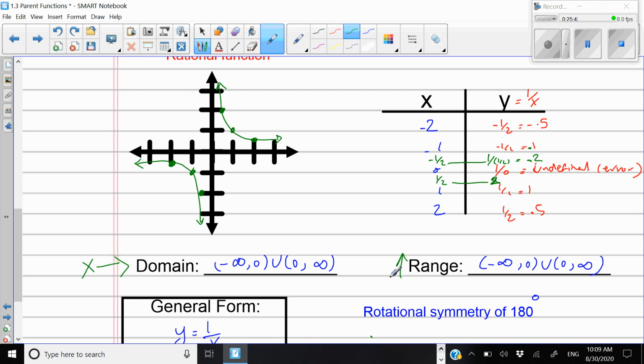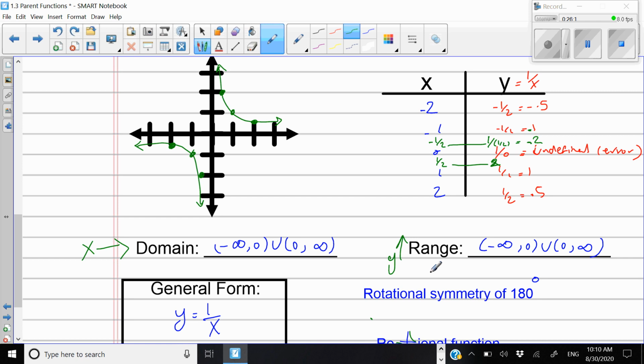For range, I move bottom to top and look for y values. Again, the negative y values are covered. Everything is covered from negative infinity. As I reach 0, this is not defined. So I have to make a jump and start from after 0, and then it's going to continue to infinity. So this will be the range. We have a rotational symmetry of 180. If we rotate this for 180 degrees, it's going to match the original function.